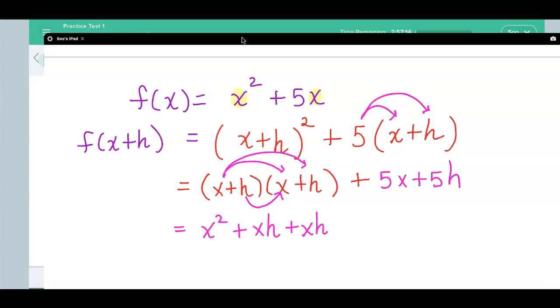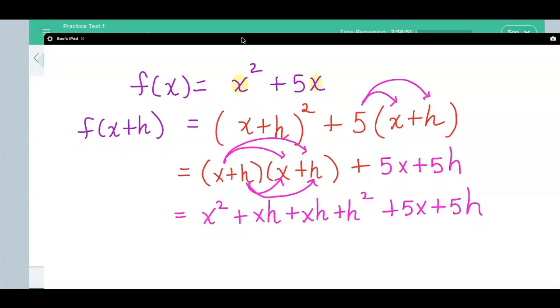I know you like to write it as hx, but the reason I wrote it as xh is because I wanted to match the term that I wrote previously so that I can combine them later. H times h is h squared. And let me bring down the plus 5x. They look like twins. Plus 5h. And what I need to do is combine some like terms.